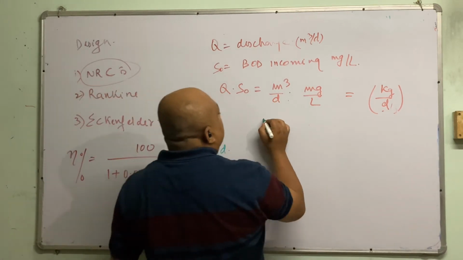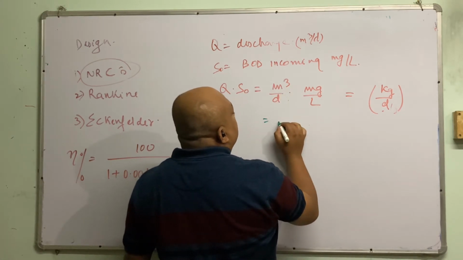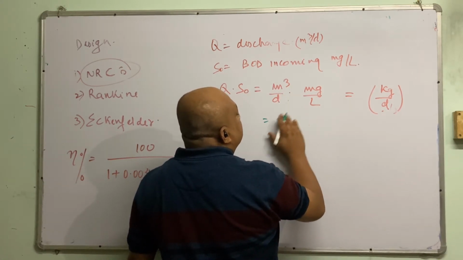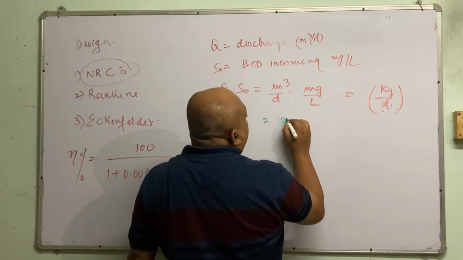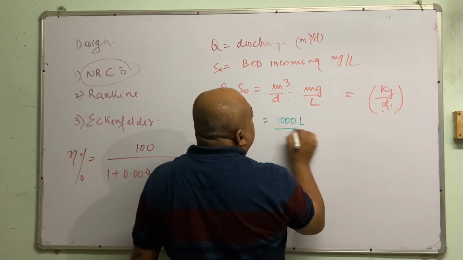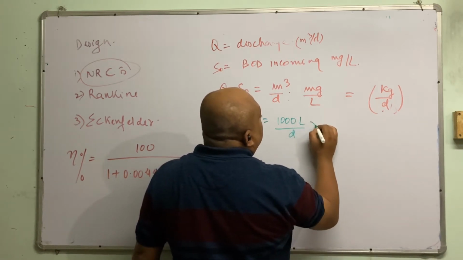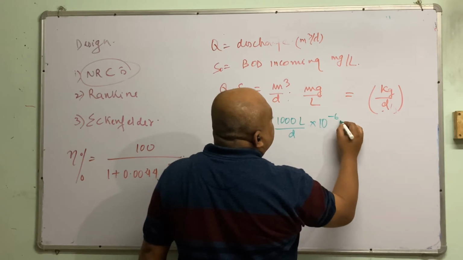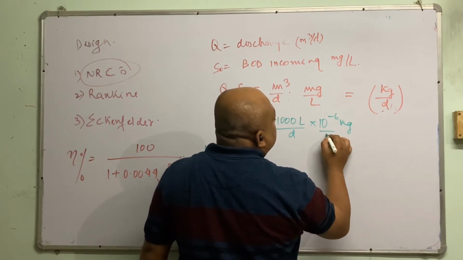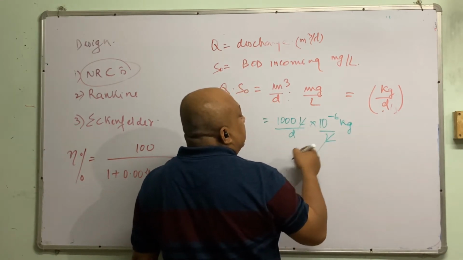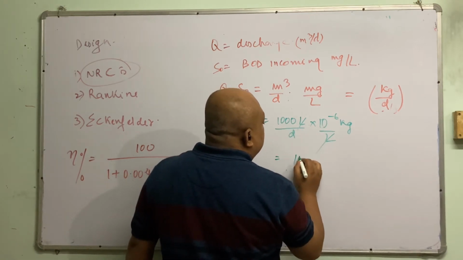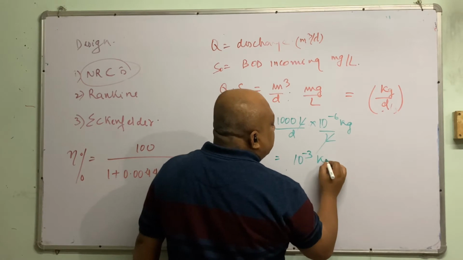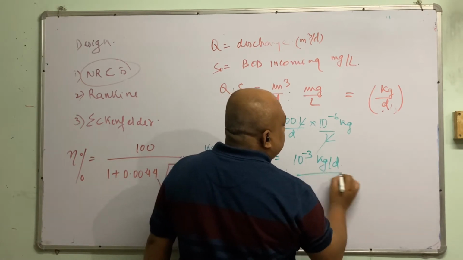So here, how can you convert? There is meter cube. If you want to convert into liters, 1 meter cube is equal to 1,000 liters. So this is 1,000 liters per day. Milligram is 10 to the minus 6 kg. Liter can be cancelled, kg and day will be there. So this is equal to 10 to the power minus 3 kg per day.